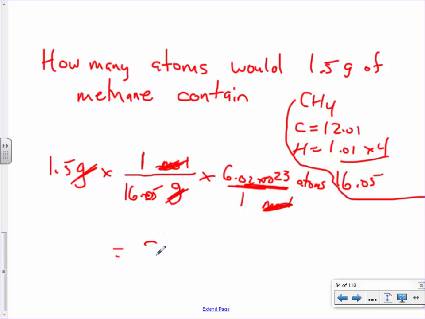I got this. 5.6 times 10 to the 22. That's how many atoms you would have in 1.5 grams of methane. Yeah, let's start off. Good.